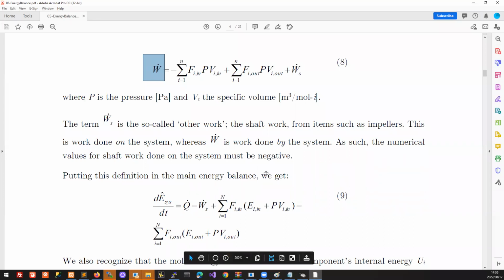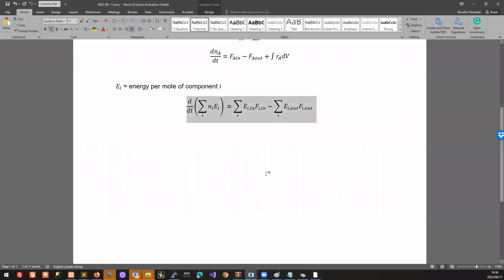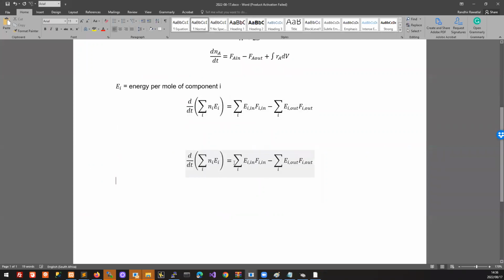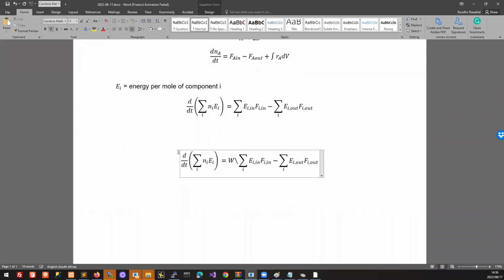Maybe we should do this here. Is this similar enough? So this is just chemical energy, if you like, and then we need to add also the work. That's the work done, and that's the heat transferred.